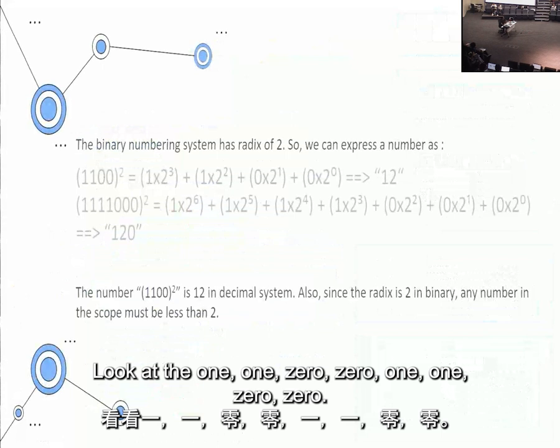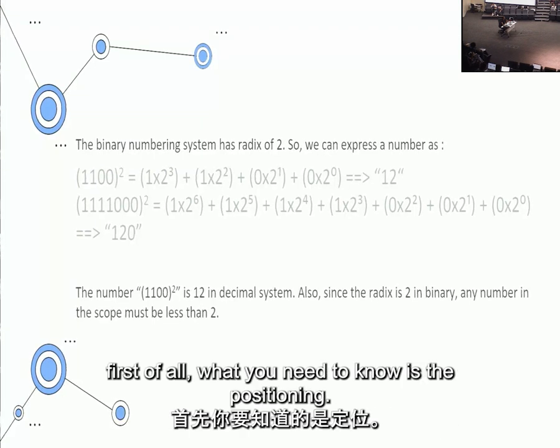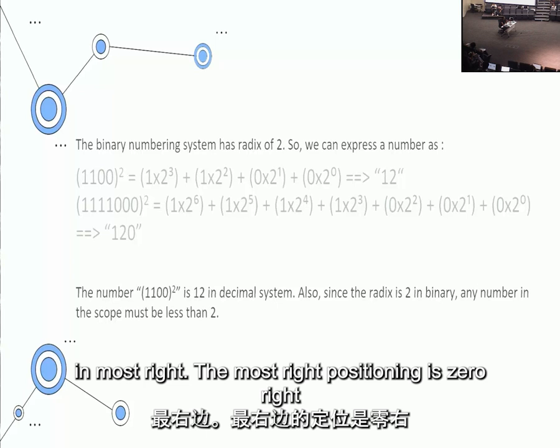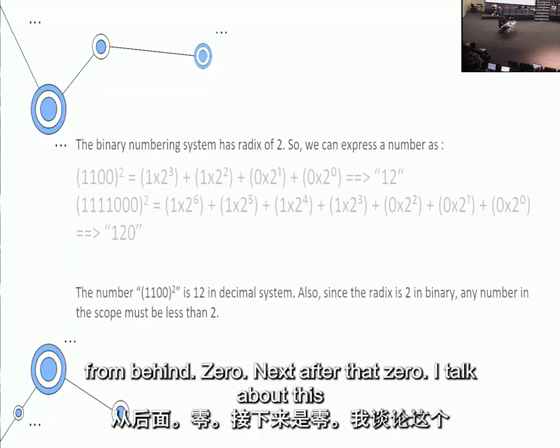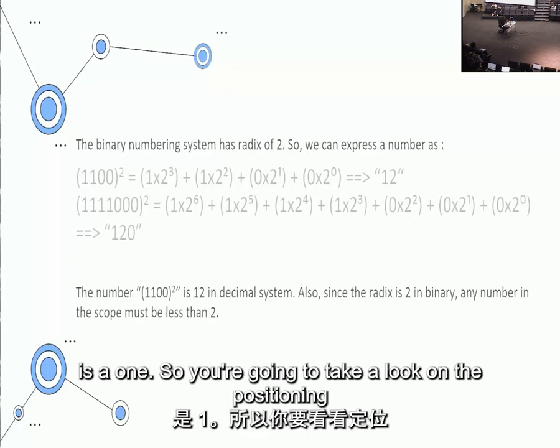Look at the 1100, and then 2's complement. First of all, what you need to know is the positioning. How many digits are in here? 4. So the first positioning, the most right, is 0. From behind, 0. Next, after that, 0. And then after that, we have 1. And the front is a 1.